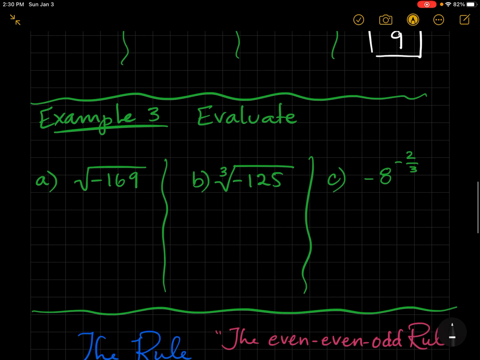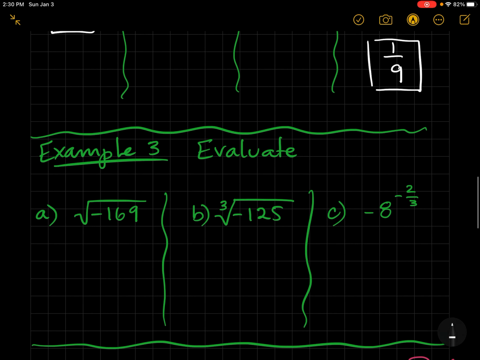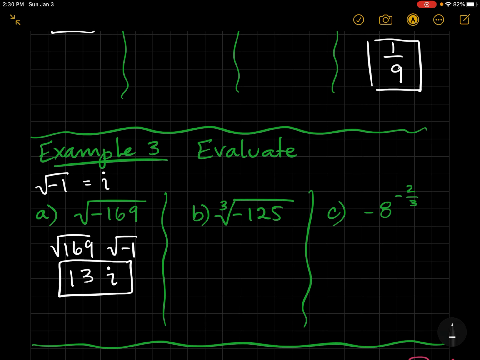Now, let's throw a few more negative signs in there and see how you can handle that. Let's recall that the square root of -1 equals i. So if we were to simplify this radical, we would separate and we would get 13i. Okay, so I just don't want you to forget the things that you've learned in the past.